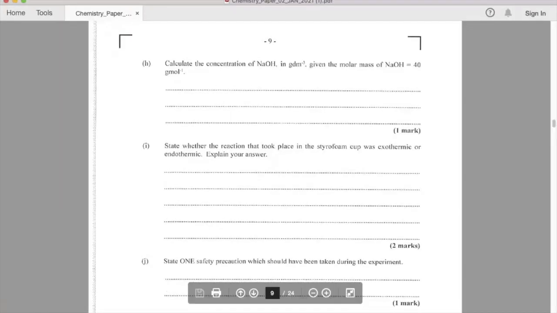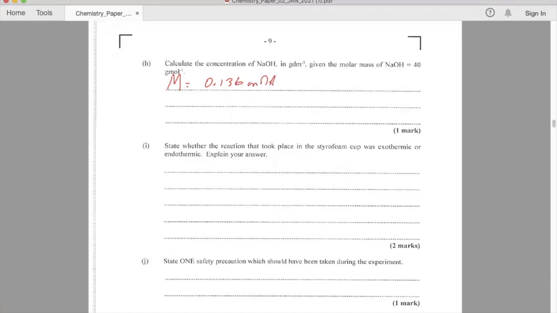All right, so in part H, we're to calculate the concentration of sodium hydroxide in grams per dm cube, given the molar mass of sodium hydroxide being 40 grams per mole. So the molar concentration of the sodium hydroxide is 0.136 moles per dm cube. Now this could be written as 0.136 moles over 1 dm cube. So in converting this molar concentration to mass concentration, all we're doing here is converting the 0.136 moles that we have, we're converting it to grams.